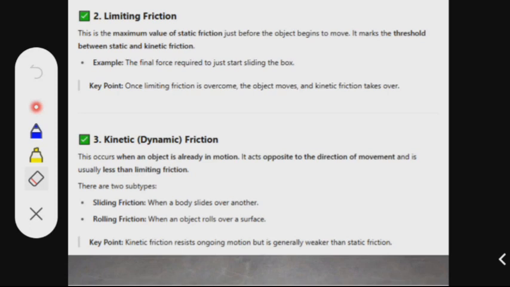It's always opposite in direction of movement. It is the kind of friction that is seen in sliding and rolling of objects. It's kinetic or dynamic friction that's seen in moving objects, like rolling objects or sliding objects. When you slide your palm across a surface, you're experiencing dynamic friction. The key point is that kinetic friction resists ongoing motion, but is generally weaker than static friction.